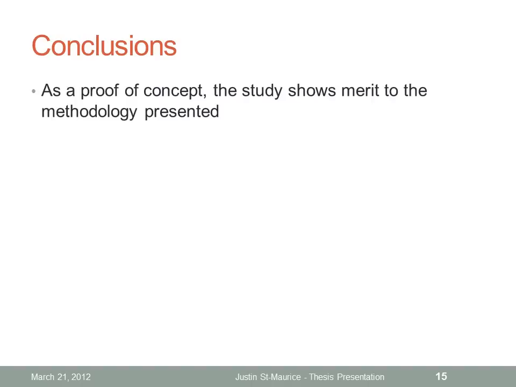So in conclusion, as a proof of concept, this study shows the merit of the methodology. The method shown takes the data from primary care. It uses natural language processing, extracts biopsychosocial codes, and then was able to use odds ratios to find a relationship between those codes and the inappropriate use of emergency rooms. And those results actually replicate what is currently existing in the literature. So that's a good thing.